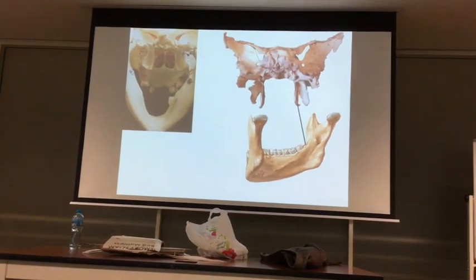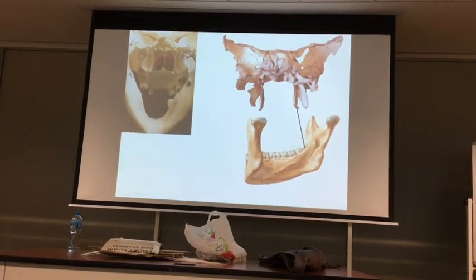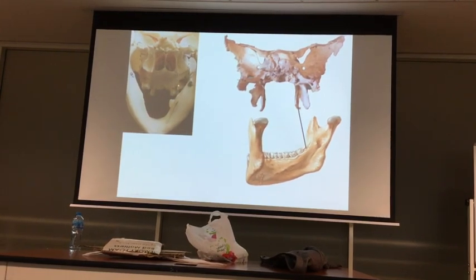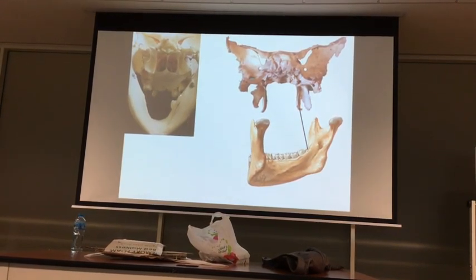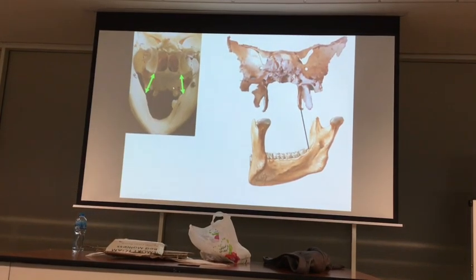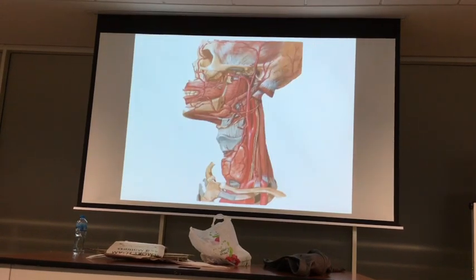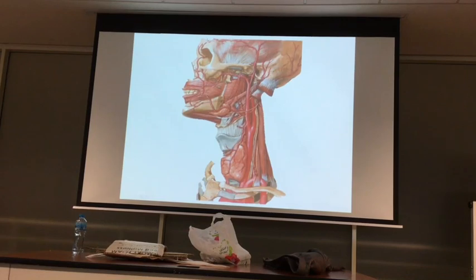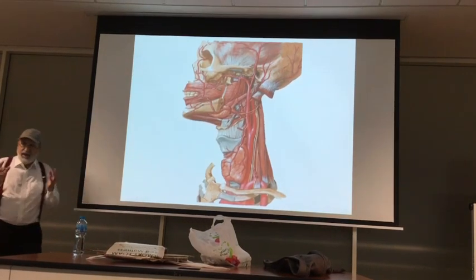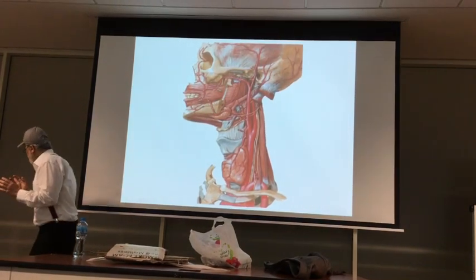So, from the hamulus to the mandible, I have the pterygomandibular raphe. This is the pterygomandibular raphe. In the area of the neck, okay.